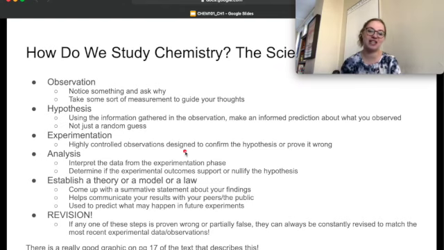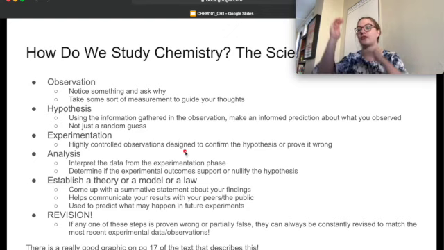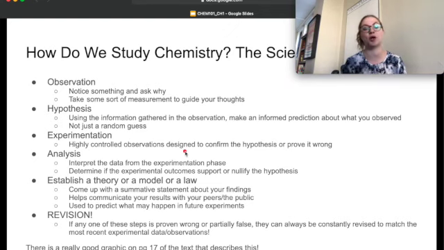So in experimentation, we do want to complete experimentation after we have our hypothesis. So experimentation is actually a set of extremely highly controlled observations designed to confirm the hypothesis or prove it wrong. So these are going to be things where you've kind of done all your checks, you've run through all of the different possible scenarios in your mind, you have controlled everything that you can going into this experiment.